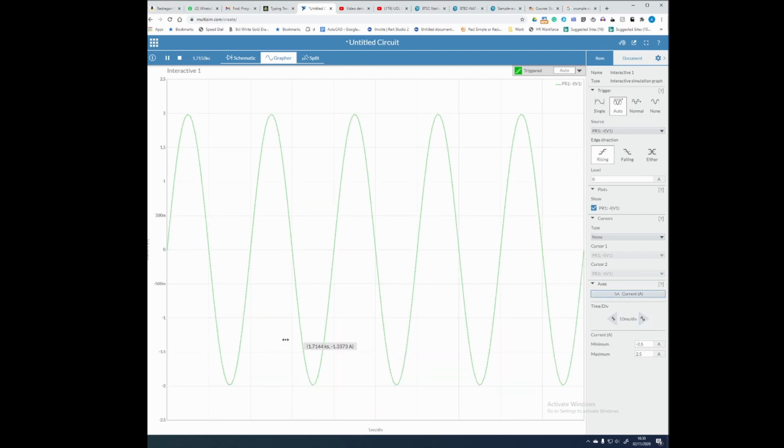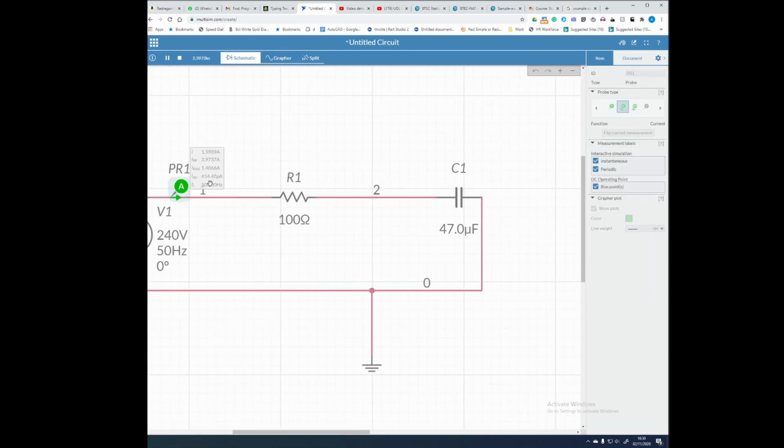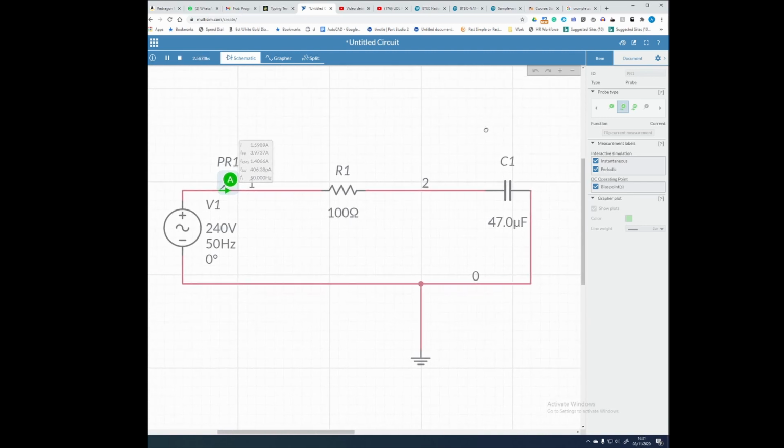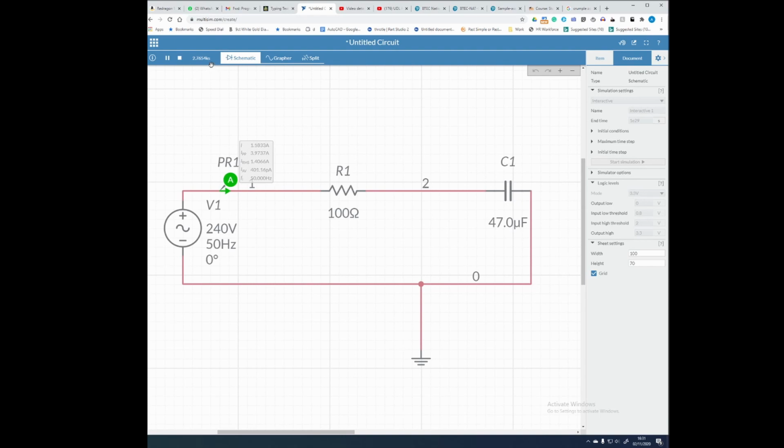So this is the graph of our current. We're seeing the whole thing, but when we did our calculation, we were only calculating from 0 here up to the peak, which is 1.99 practically. But here we've got the full waveform, and our meter here showed the full one. Okay, so let's have a look at the voltage across the resistor.